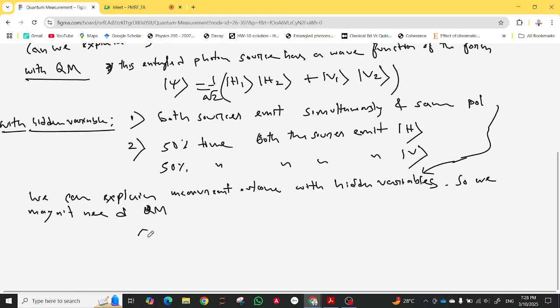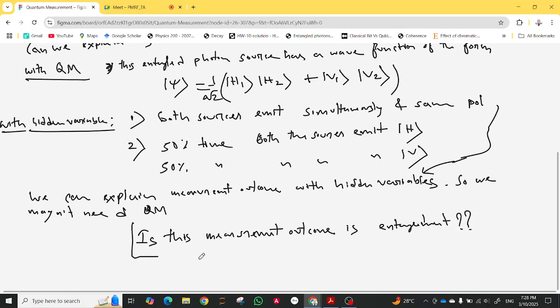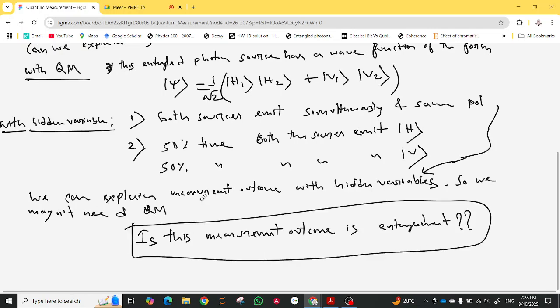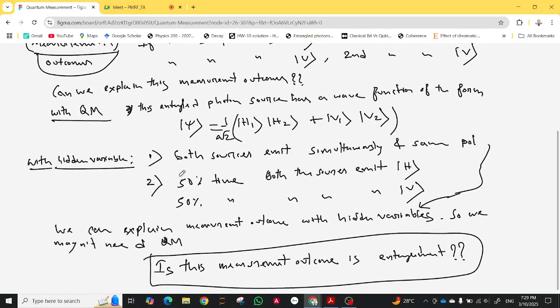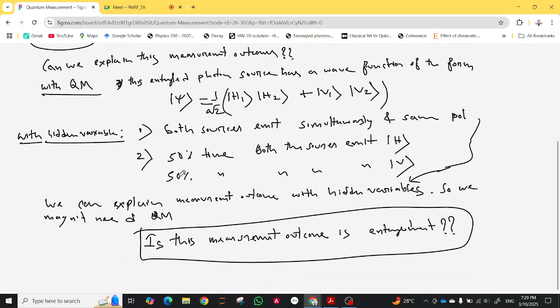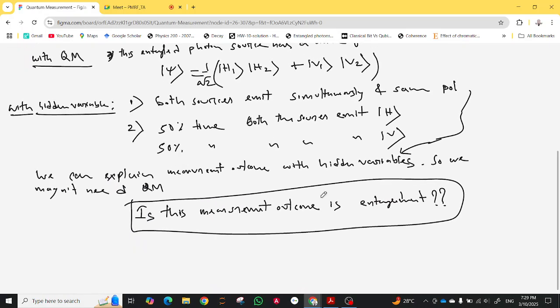So with this one measurement only, can you say that this state is entanglement? Is this experiment, the measurement outcome of this experiment, entanglement? Can you say this is entanglement with only one measurement? This is not entanglement, right?